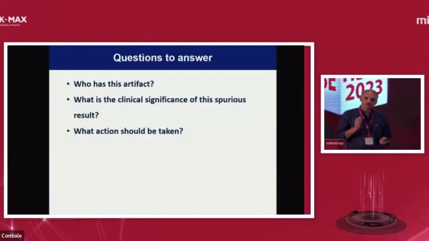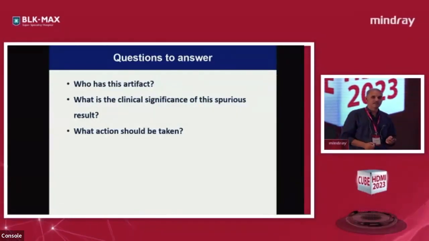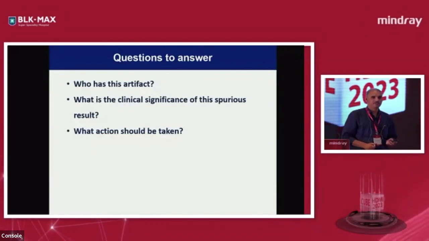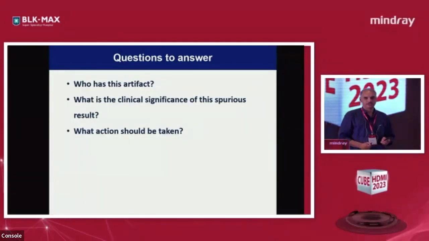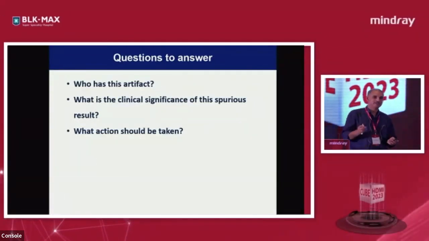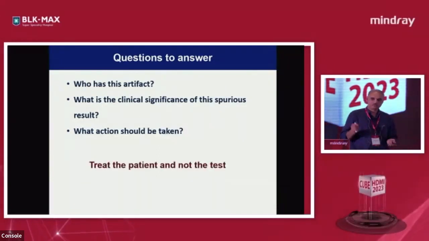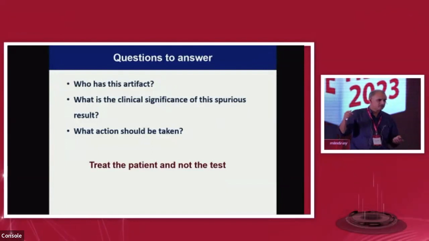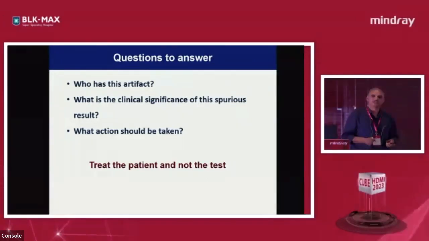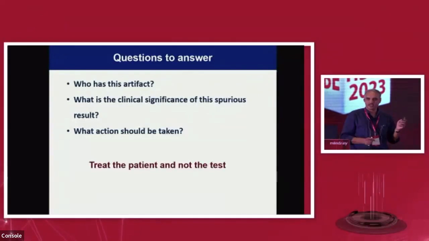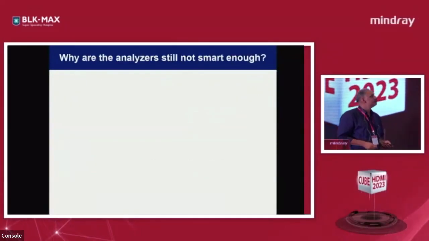So questions to answer when you see an artifact. Who has this artifact? What is the clinical significance? And what action should be taken? Now, if you are a lab person or a clinician, the baseline remains treat the patient and not the test. So 4,000 platelet count, not bleeding, no previous history, clinical diagnosis doesn't fit in, don't just start treating. Think what may be happening.